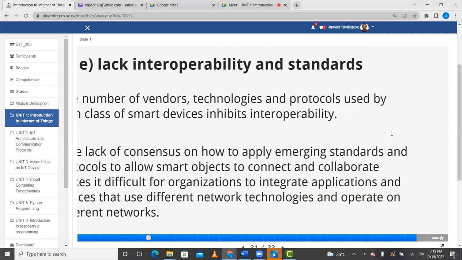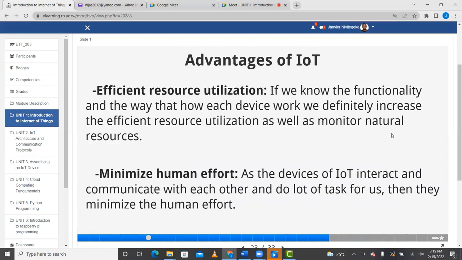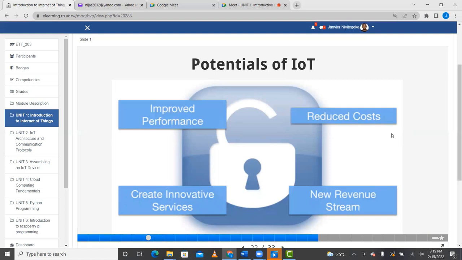So first, okay, let me go back a little bit. I told you some of the advantages. We have a goal to improve the performance of the existing system. The second one, we are going to reduce the cost. The other one, we are going to create different innovative services. Then we are going to increase the revenue. Another, you are going to speed up existing service delivery. You can say you are going to minimize human effort and so on. You can even come up with other advantages.